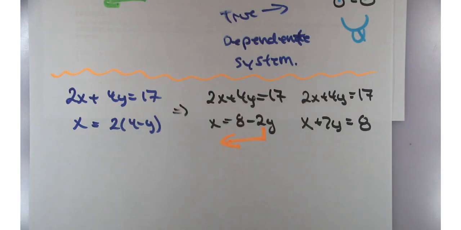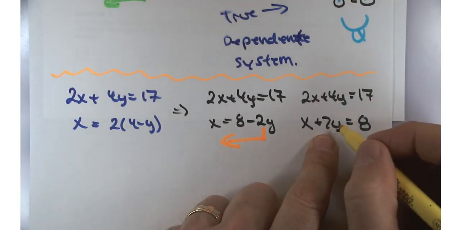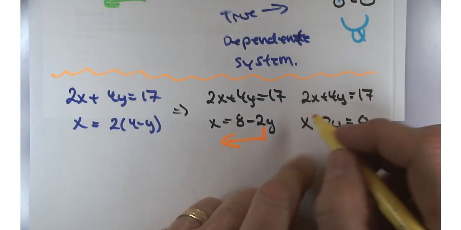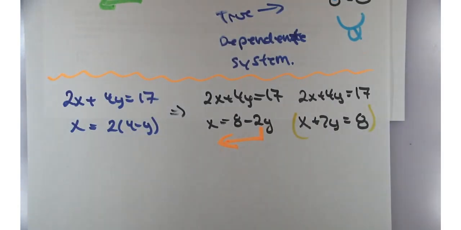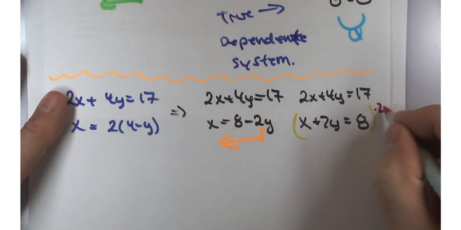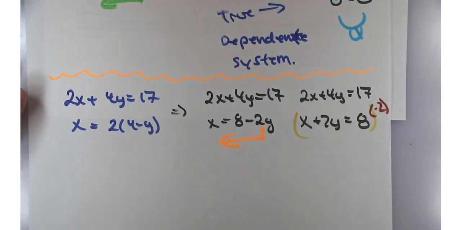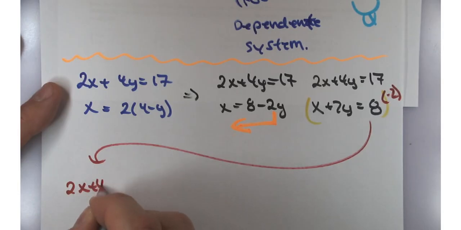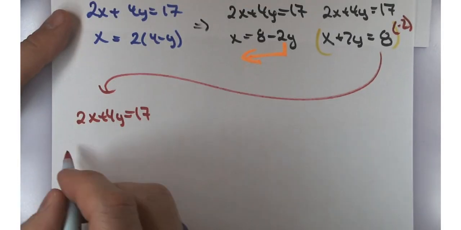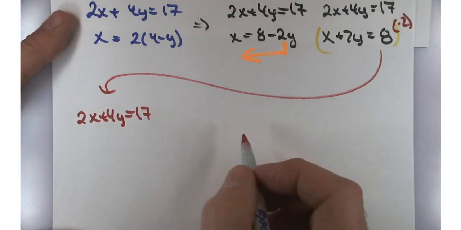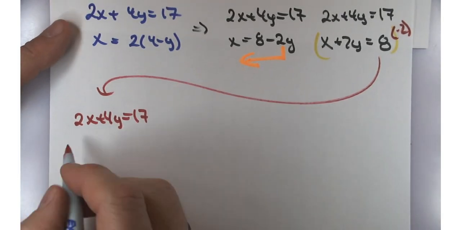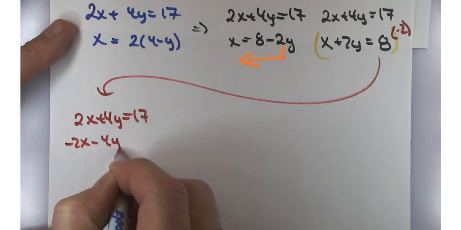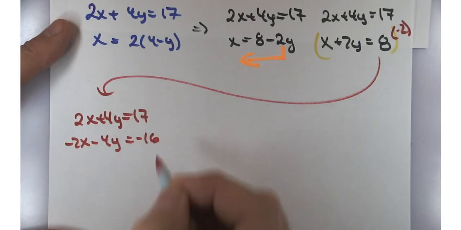So in the first couple of problems, we've gotten rid of the x's. Let's for a change get rid of the y's. If I wanted to get rid of the y's here, what would I multiply the bottom equation by? Negative 2. So I'll multiply this by negative 2. The top equation is going to stay the same. I'm going to have 2x plus 4y equals 17. The bottom equation, Bahra, can you tell me what the bottom equation is going to become? Negative 2x minus 4y equals negative 16. Perfect, perfect.